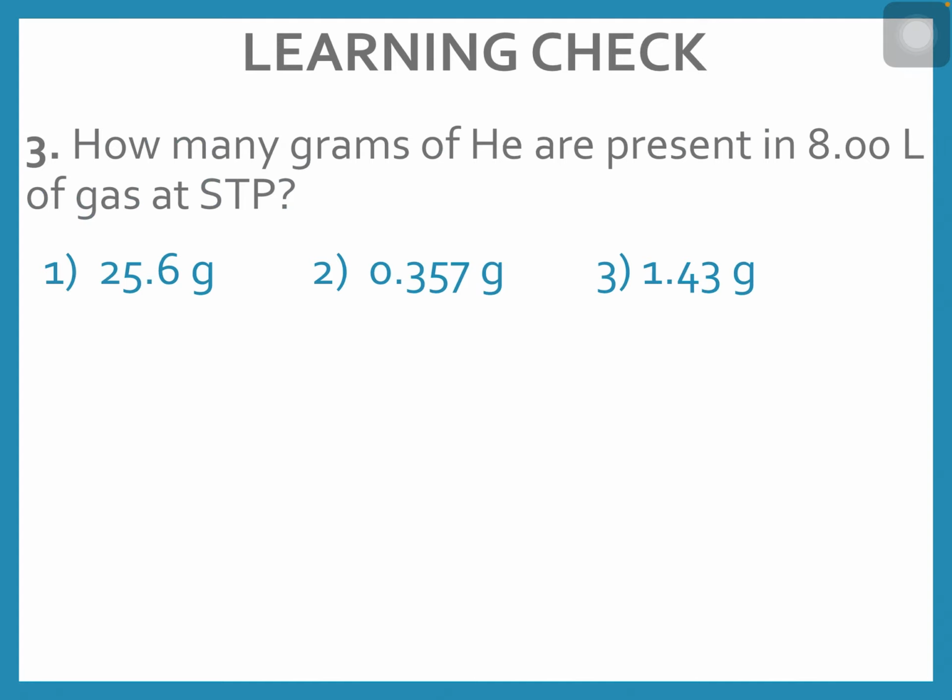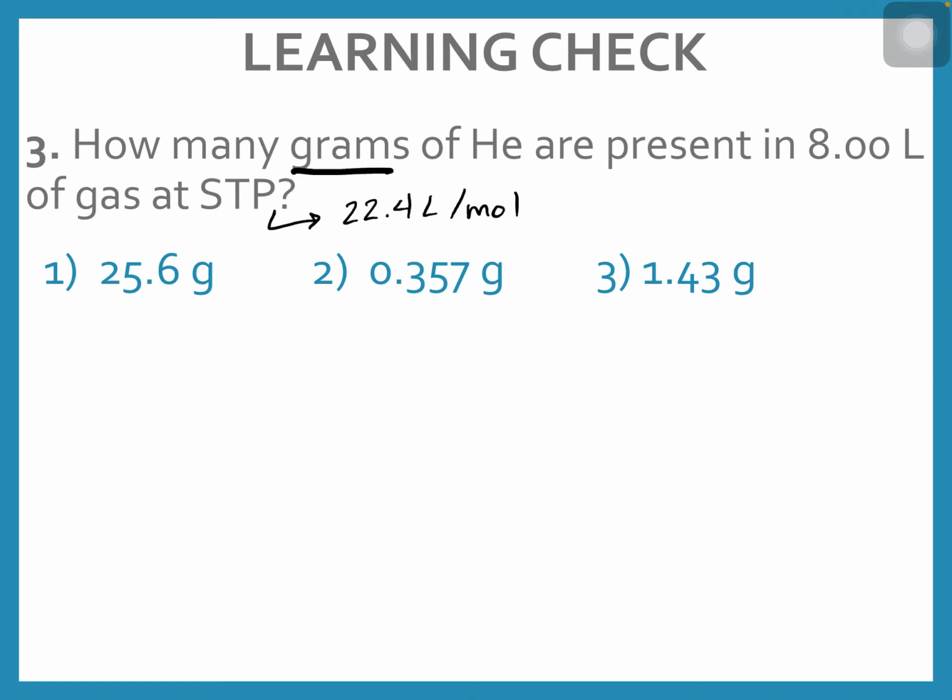Okay, how many grams? So what's the mass of helium that's present in 8 liters of gas at STP? So STP, once again, is 22.4 liters per mole. So I can convert my 8 liters using that ratio to a number of moles. And then once again, I can use my relationship between mass and number of moles to convert to mass.